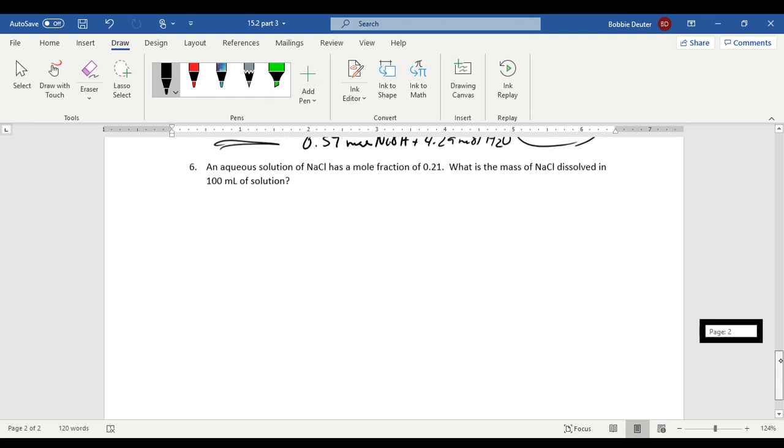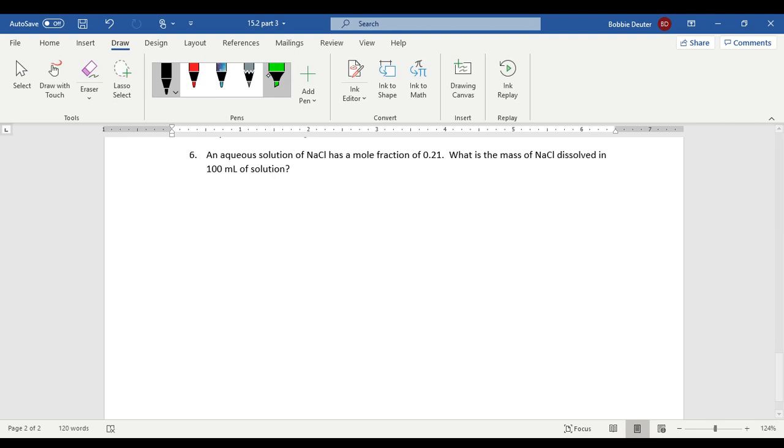So let's try one more that's a little bit tougher. In this one, you'll notice that it gives us the molar fraction for sodium chloride. And it says it's dissolved in 100 milliliters of solution. Okay, so we do know a couple things. Sodium chloride dissolves in water, so our solution is probably going to be water. So we want to take our 100 milliliters. We know that 100 milliliters of H2O has a mass of 100 grams of H2O, because we know 1 milliliter of water is equal to 1 gram of water, because the density of water is 1 gram per milliliter.